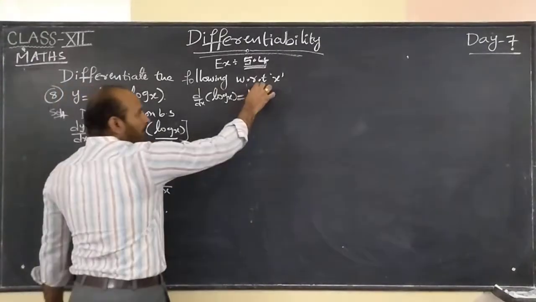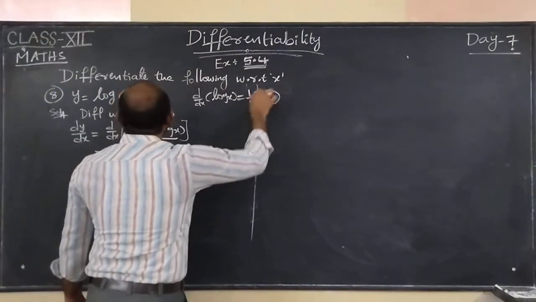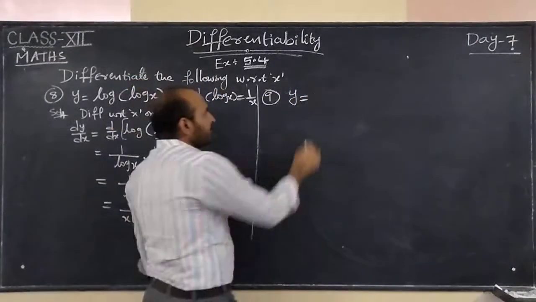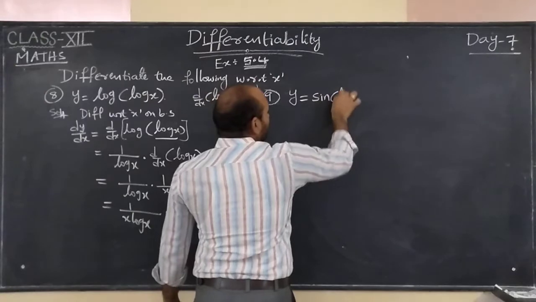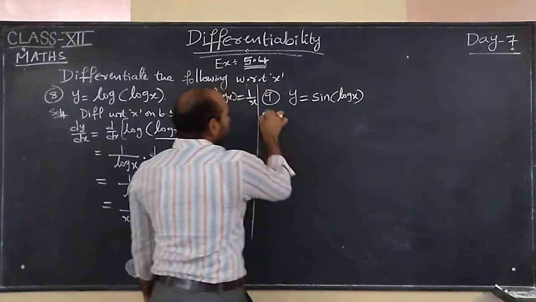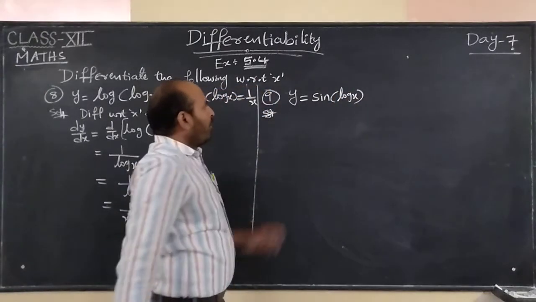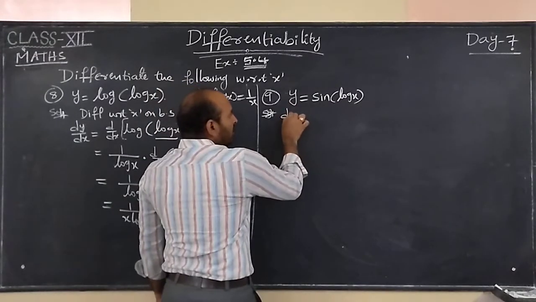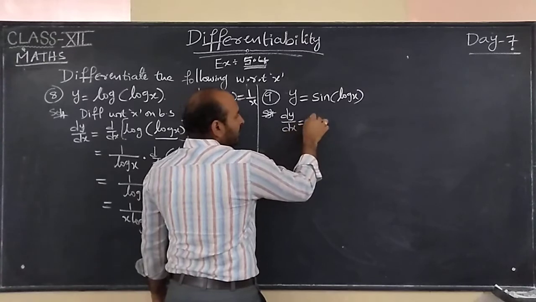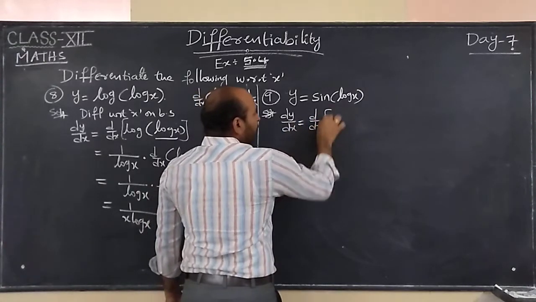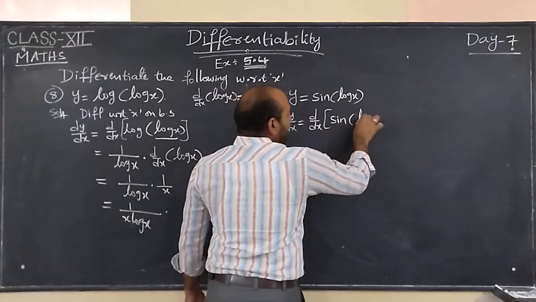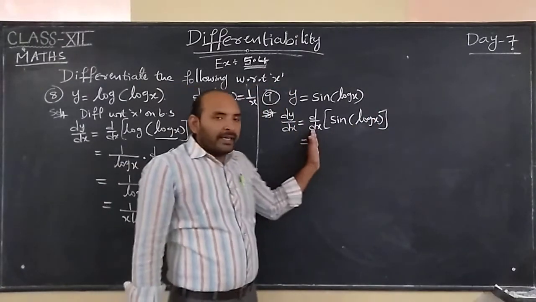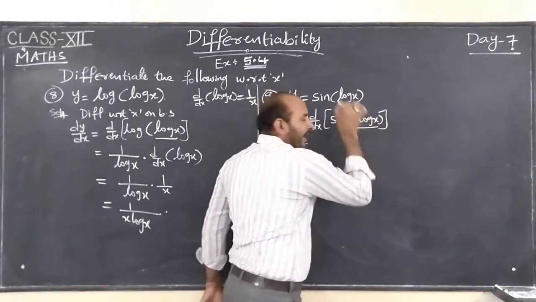Now coming to problem number 9. Consider the function y is equal to sine of log x. Differentiate with respect to x on both sides. Directly, dy by dx is equal to d by dx of sine of log x. Now the function is in the form of the derivative of sine x.